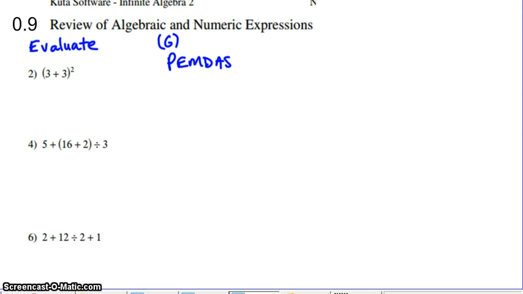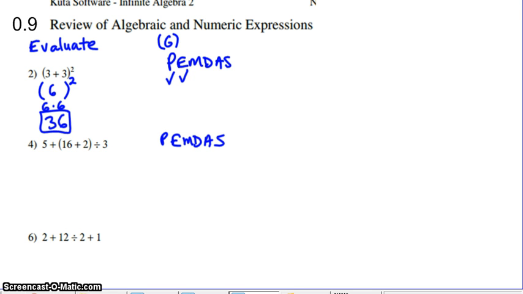So if I look at number 2, I have 3 plus 3 squared, and 3 plus 3 is in parentheses, so I have to do that first. 3 plus 3 is 6, and then I bring everything else down. Now I'm all done in the parentheses because I just have one number. I'm going to move on to exponents, and I have exponents. So 6 squared, remember, is 6 times 6, which is 36. And I'm done. Okay, number 4, again, order of operations.